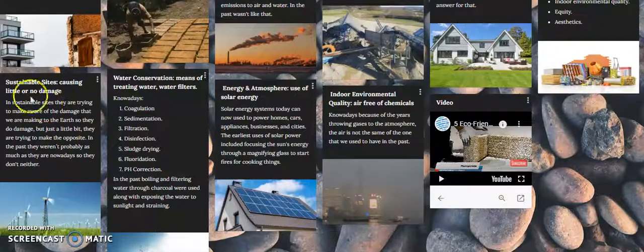Sustainable sites: causing little or no damage. In sustainable sites, they are trying to make people aware of the damage that we're making to the earth, so they do damage, but just a little bit. They are trying to do the opposite. In the past, they probably weren't as aware as they are nowadays, so they didn't either.